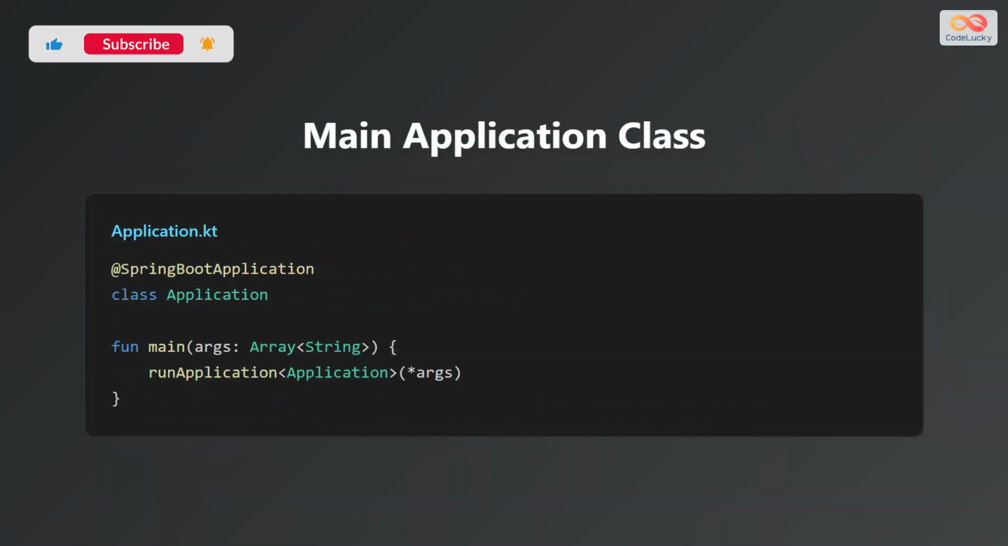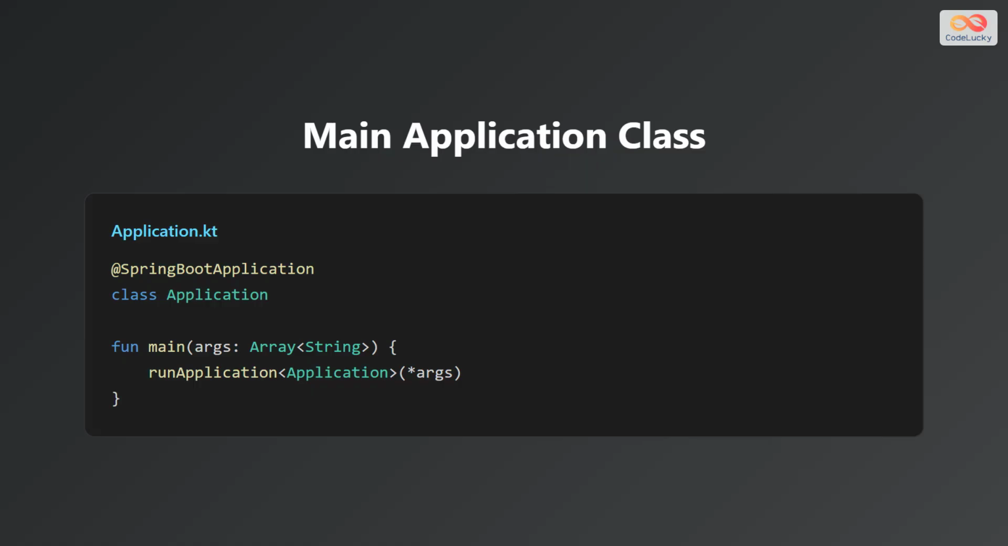Now let's create the main application class. In Kotlin, the application entry point is much simpler than Java. We create a class called Application and annotate it with @SpringBootApplication. This annotation enables auto-configuration, component scanning, and configuration properties. Below the class, we define a main function that takes an array of strings as arguments.